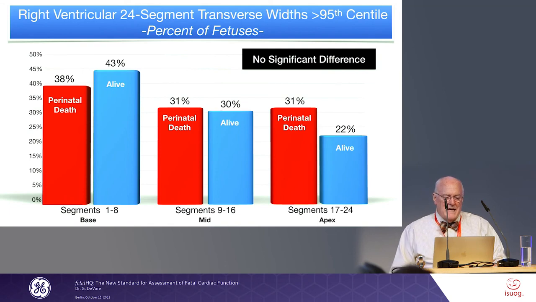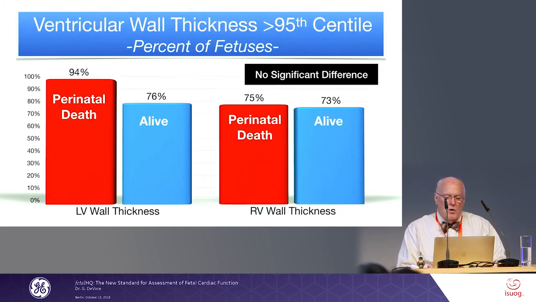If we look at the right ventricular 24-segment width above the 95th percentile, again, no difference between those who died and those who were alive. If we look at the wall thickness of the ventricles, again, no real difference between the two groups, for those who lived and those who died. So you're seeing that both groups had different types of changes.